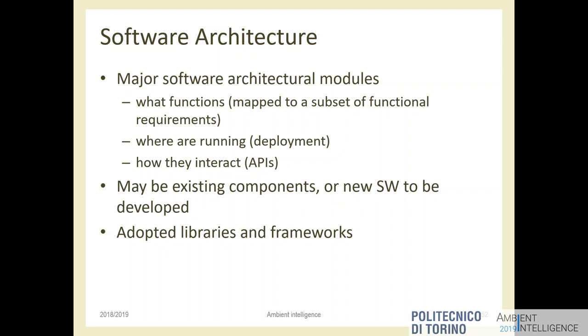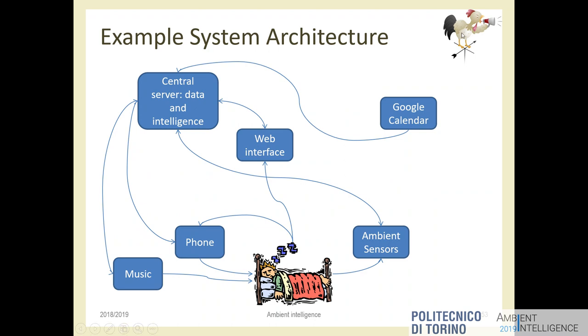If I'm writing it, where is it supposed to run? And if the software is running on a node and some data is stored on a different node, how can the software access information that is in a different place? So all the communications between these nodes are important to model. For example, if we take the very simple example of the wake-up system, this could be a first attempt at the general system architecture.